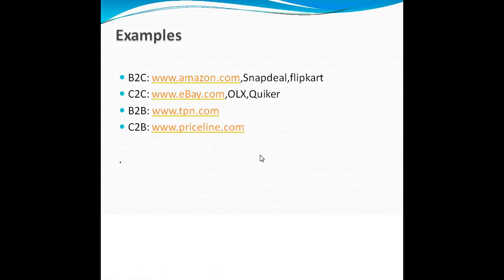Now here are the examples of B2C. B2C means like Amazon, Snapdeal, Flipkart. Here we have mentioned the link of Amazon. In C2C, that is eBay, OLX, Quikr. B2B, www.tpn.com. It is also a site you can visit and search one by one. C2B, priceline.com. So these are the examples of different types of e-commerce.